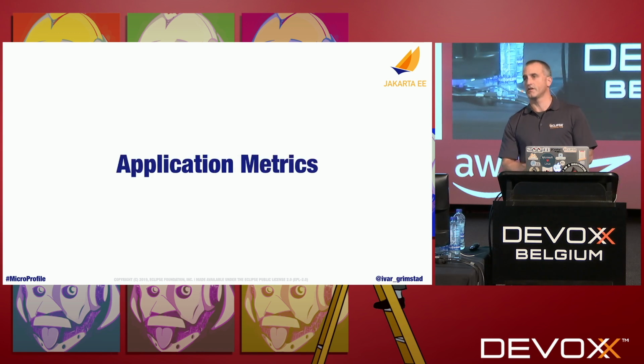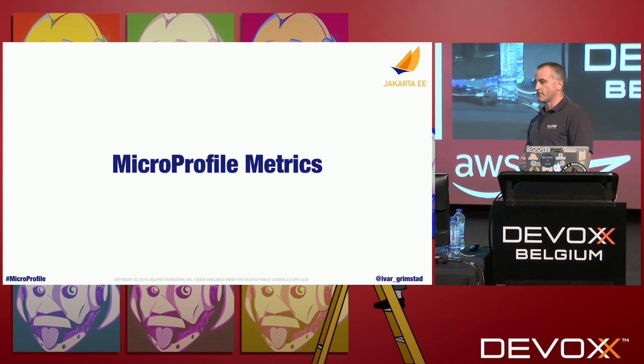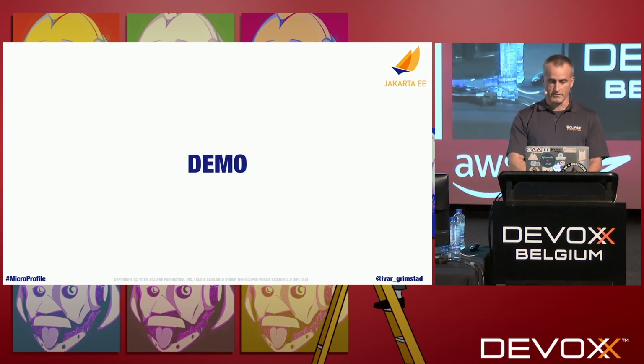So then let's move on to application metrics. And the problem statement for application metrics is how to understand the behavior of an application and troubleshoot problems. And to help us with that, we have MicroProfile Metrics, which is implemented by the Metrics API, which is part of MicroProfile. So let's look at how this is done.